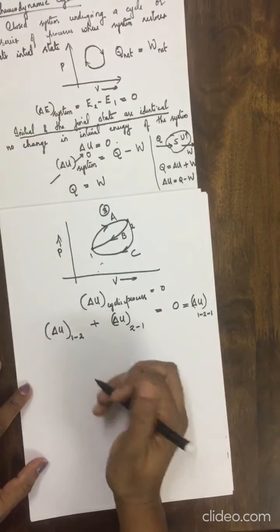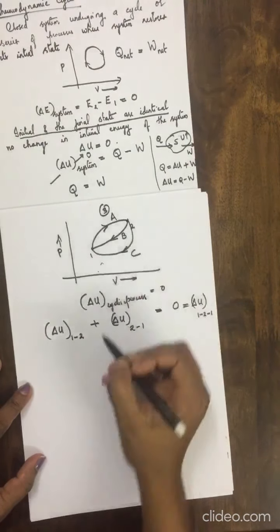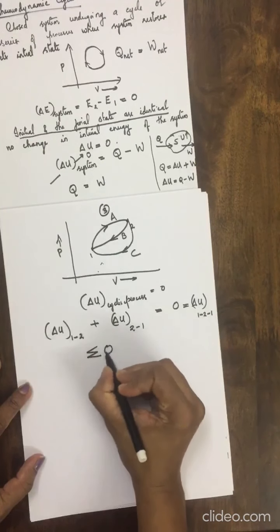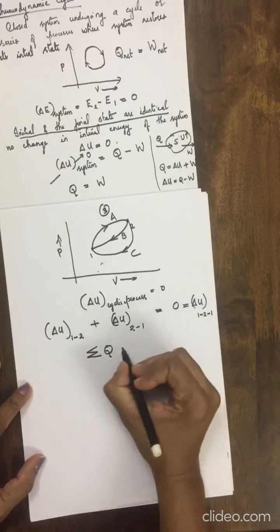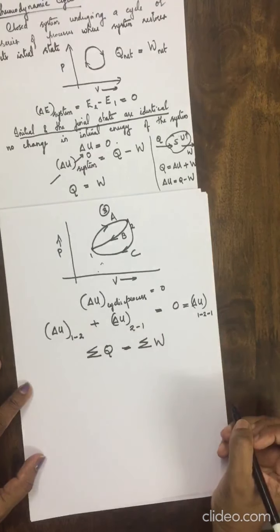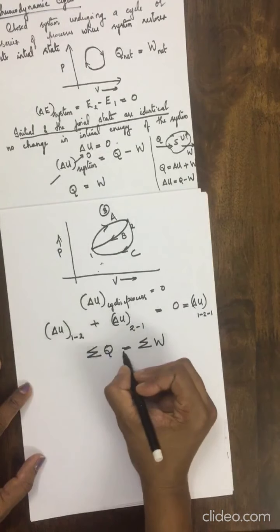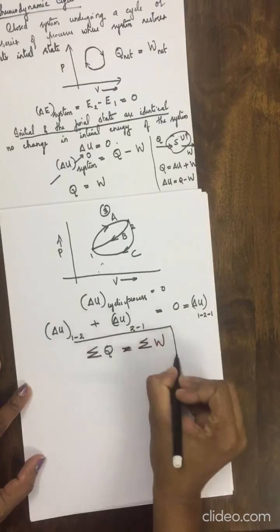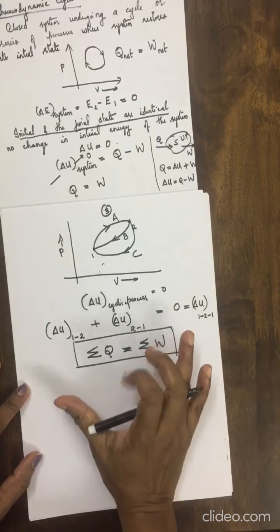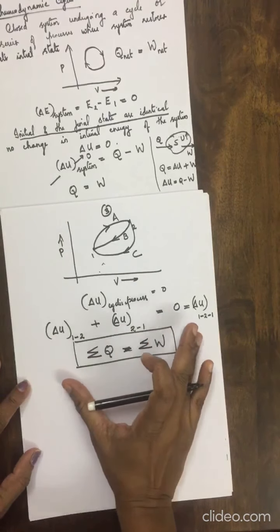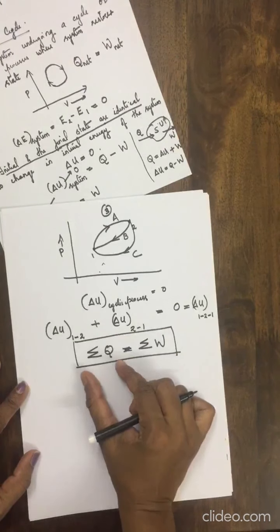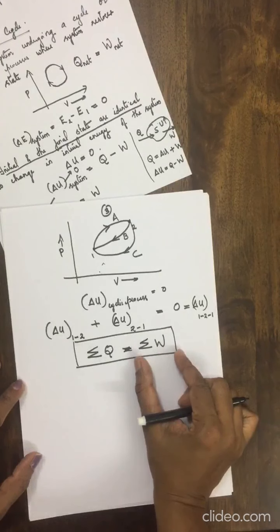So in such case, how can we write? If it is a series of processes, the summation of all heat effects involved in the process is equal to the summation of all work effects that happen in the series of processes. So in a system that is undergoing a cycle of changes, we can explain that the summation of all heat effects is equal to the summation of all work effects.